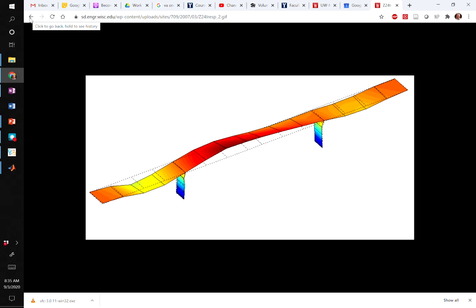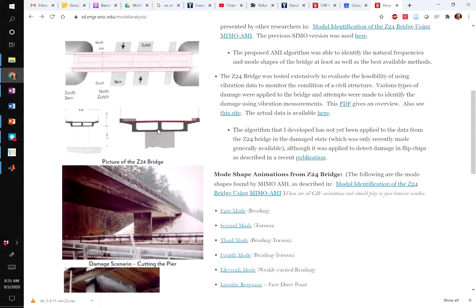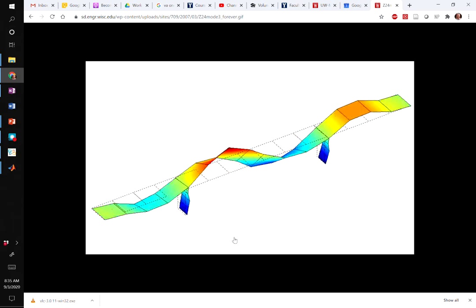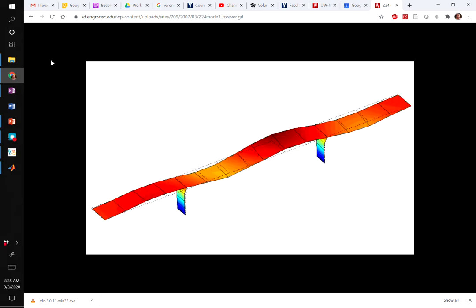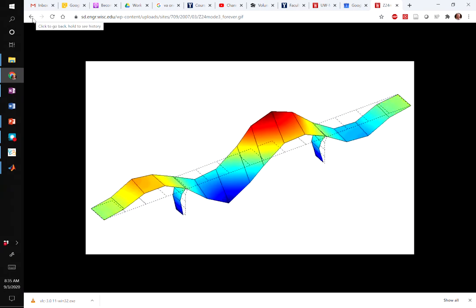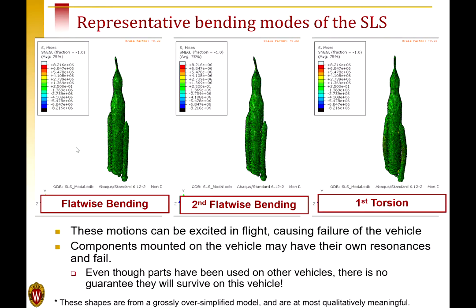So the moral of the story is any structure, even a real bridge, a complicated bridge, we can think of as just a superposition of some of these relatively simple motions, and each motion has its own frequency of oscillation. And we add all of those up and we can describe complicated motions of the structure. All right, so there's an example. I'll show you one more.